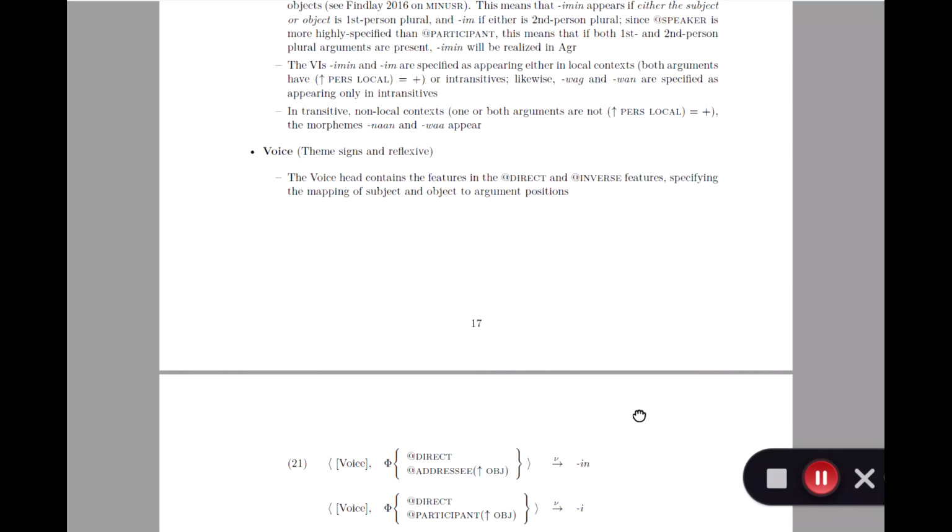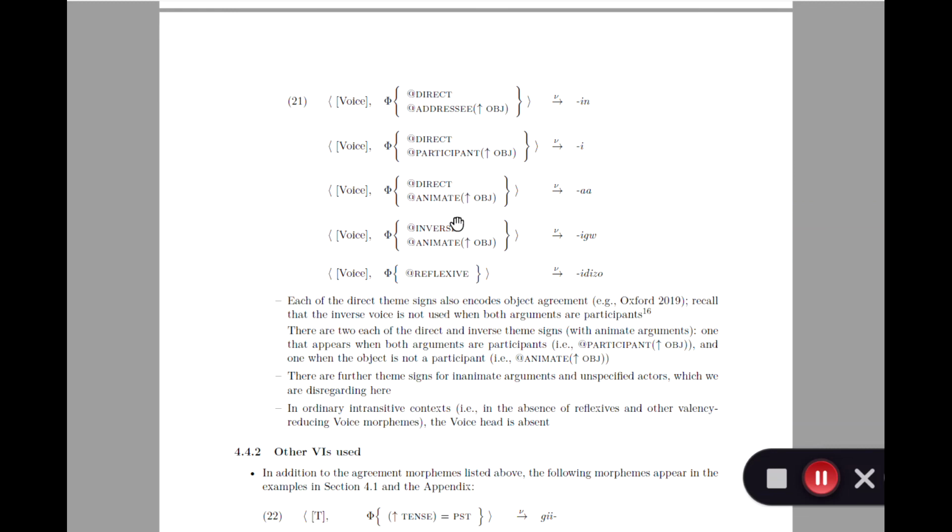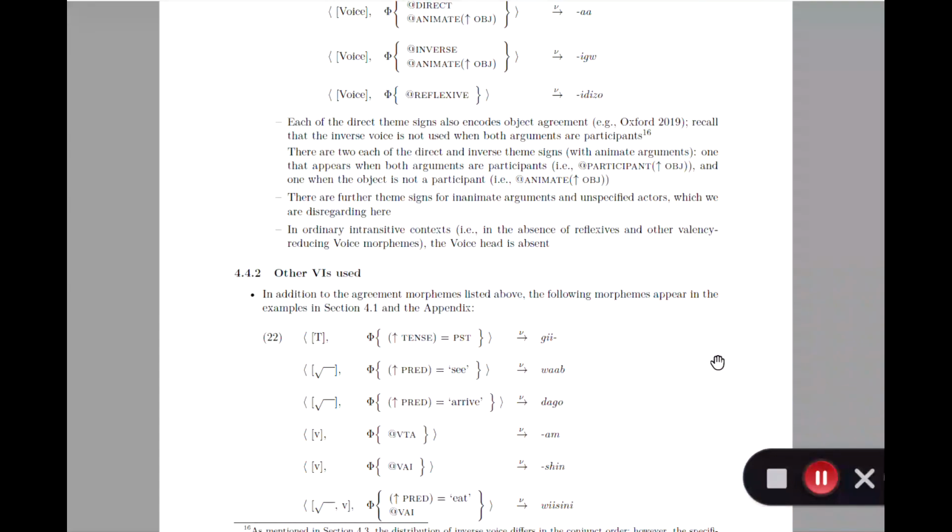And then finally, the voice heads mark both whether the clause is direct or inverse, which is determined by the constraint that we showed earlier, and also object agreement, so features of the object here. And then you also have this one which marks reflexive morphology, which we saw earlier. So these are all the VIs for the agreement morphemes.